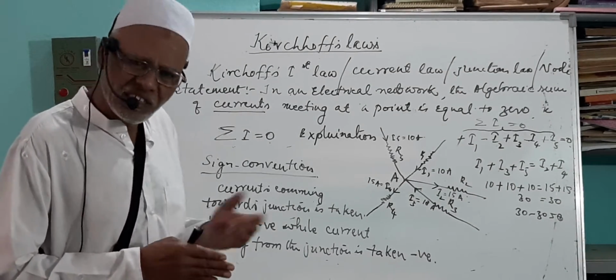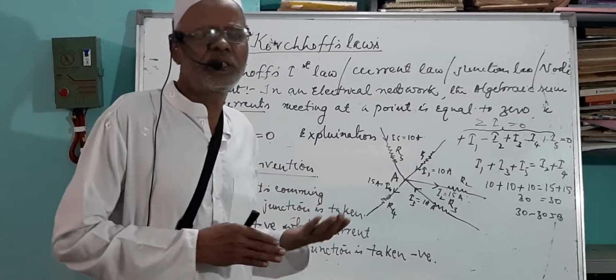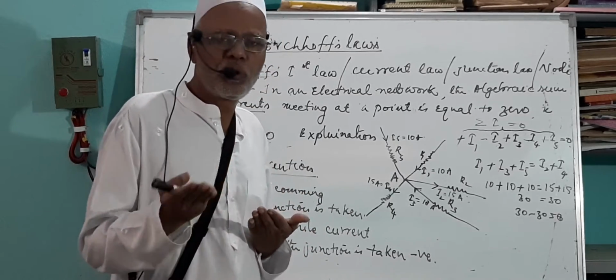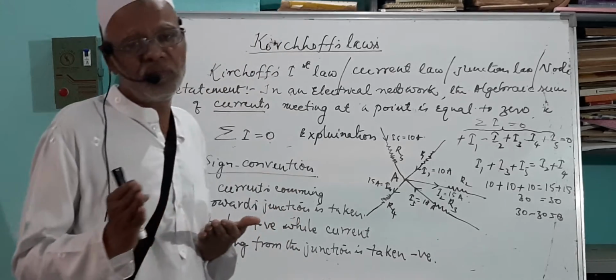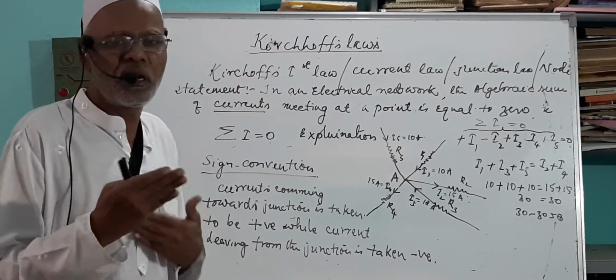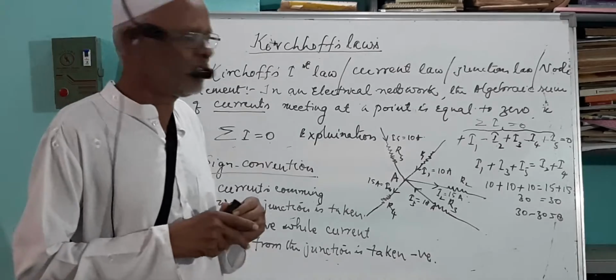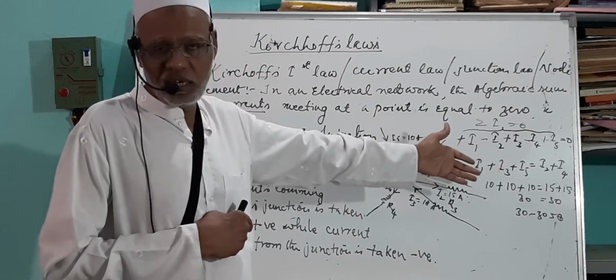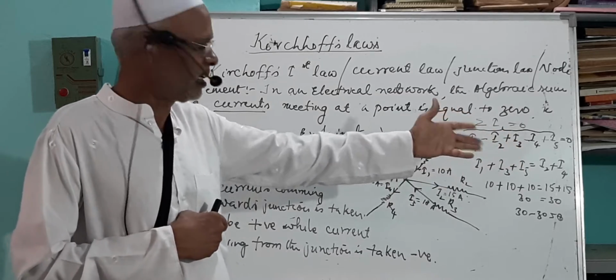So that means that this is also a correct statement. You can state that the sum of the current coming toward the junction is equal to the sum of the current leaving from the junction. This is also an alternate statement of Kirchhoff's first law. Either you can write this statement, or you can write the other one.